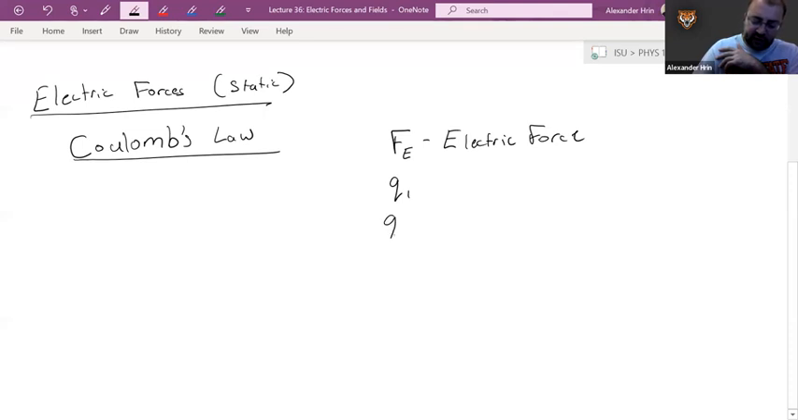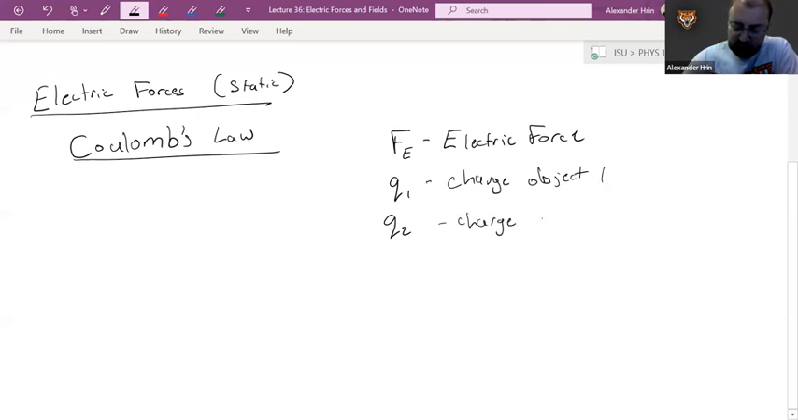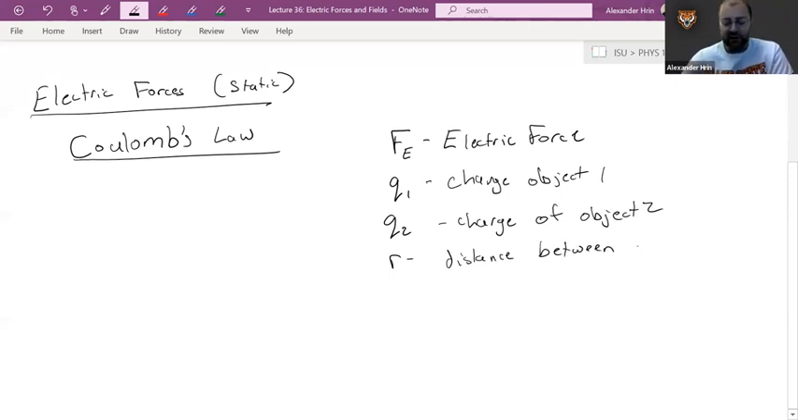Coulomb's law requires two charged objects to exert a force on each other. So Q1 will be the charge of object 1, Q2 will be the charge of object 2, and then r will be the distance between the two objects. All of these are described in a relationship that is Coulomb's law. In order to do this, we are also going to need a constant called k. This is the Coulomb constant.